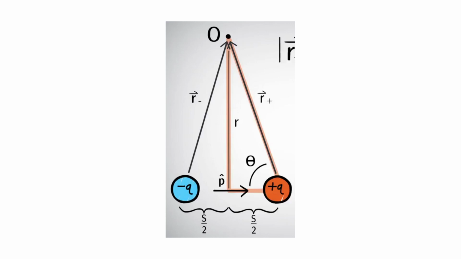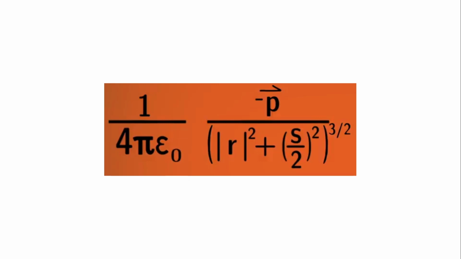After some substitution, we reach this equation for the value of the electric field of the dipole when the observation location is perpendicular. It is worth noting that it operates in the direction of minus p hat and therefore is parallel but opposite to the direction of the dipole moment.